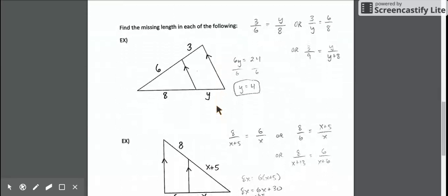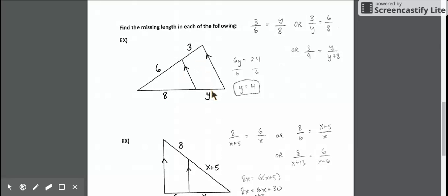Given an example where we've got to solve for an unknown measure, we're going to find the measurement of y here in this example. So a lot of different ways we could do it. Just as long as you're comparing corresponding pieces, we could set up proportions in a lot of different ways. I could compare this piece to this piece, so 3 to 6, as long as I set it equal to y to 8.